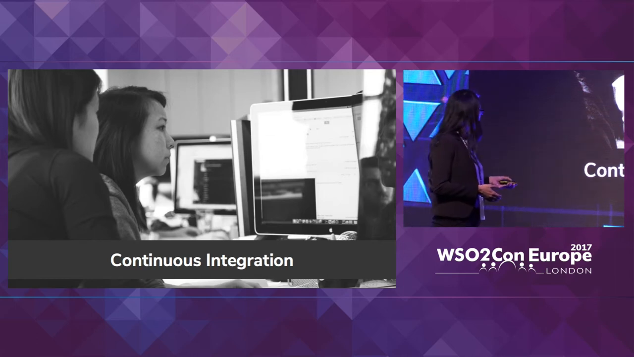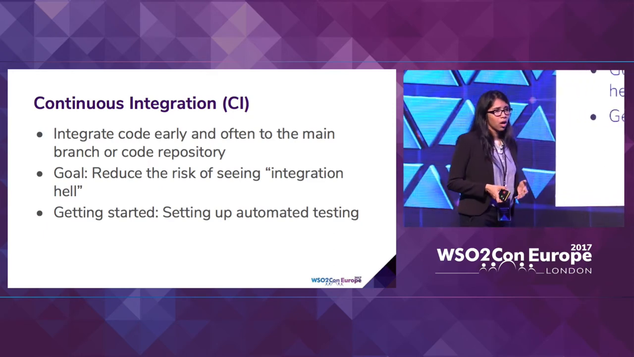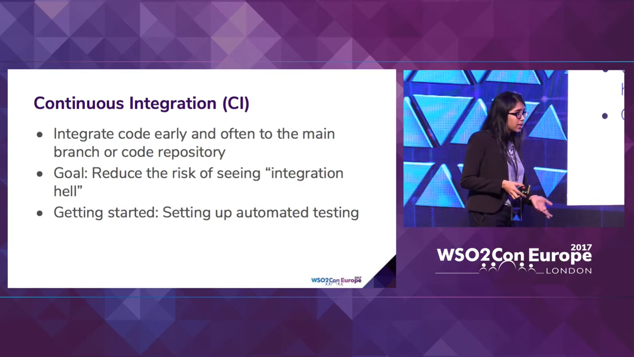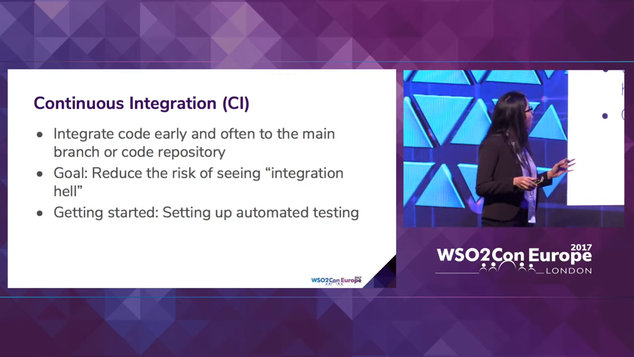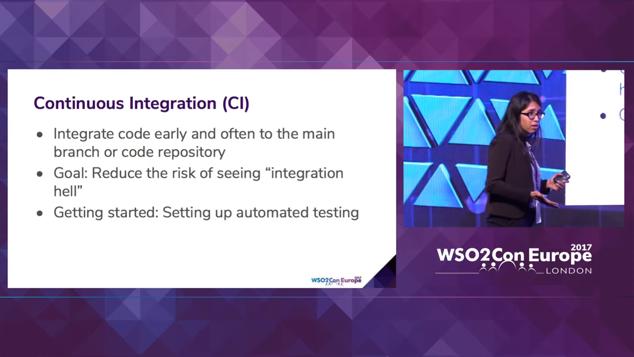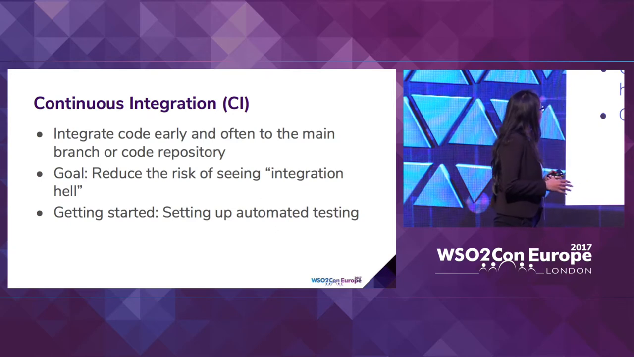So let's talk about continuous integration. Continuous integration is a core concept in DevOps, where developers or development teams work on various source code, or different pieces of software, independently, and they have to integrate this software and test them frequently. So that is the whole concept of continuous integration. The goal is to reduce the risk of seeing integration hell.